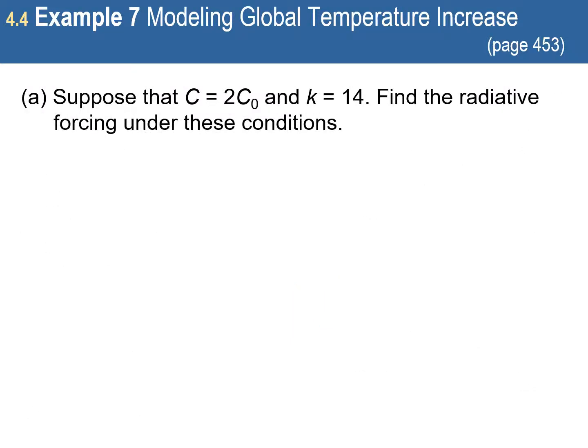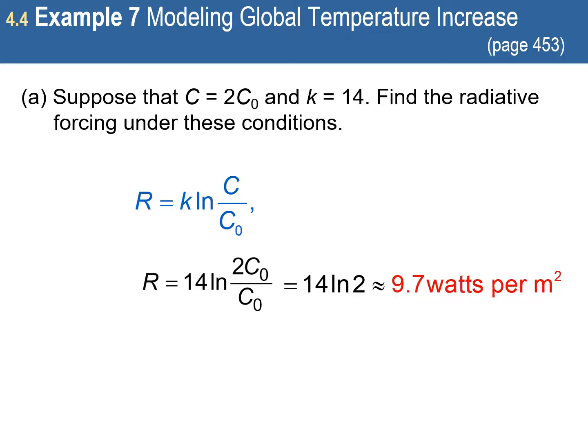Suppose that C is 2 C naught and K is 14. Find the radiative forcing under these conditions. Well, substituting into my equation, I see the C naughts are going to cancel. So R is about 14 natural log of 2, or 9.7 watts per meter squared.